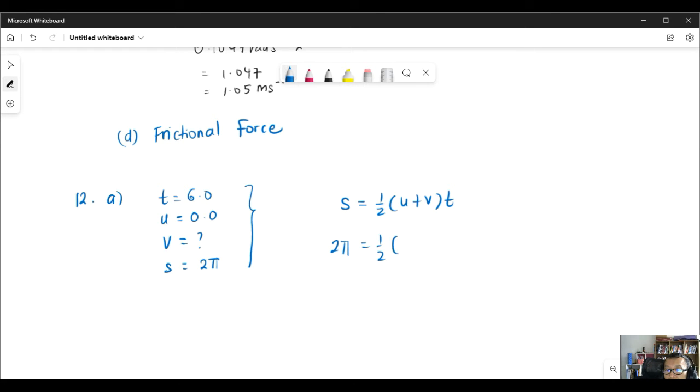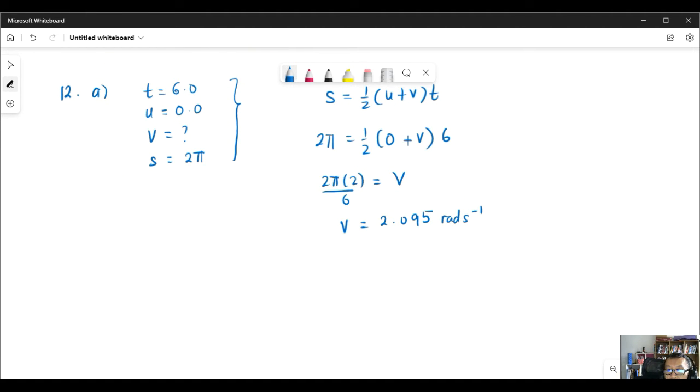That's half. Initial velocity is 0. That's the final angular velocity, what we want to know. The time here is 6 seconds. And you can solve for velocity: 2 pi times 2 divided by 6. That will give you your angular velocity, which is 2.095 radian per second.